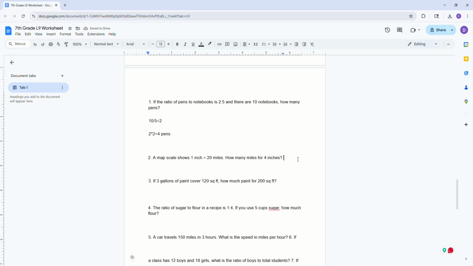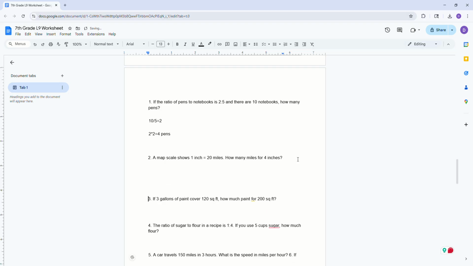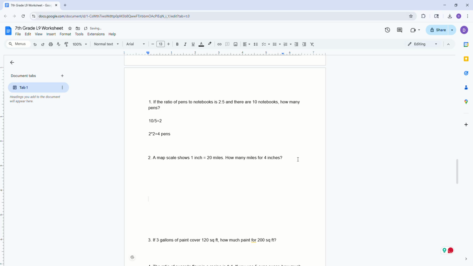Part 2 of number 2 says a map scale shows 1 inch equals 20 miles. How many miles for 4 inches? So we need to multiply 20 by 4.